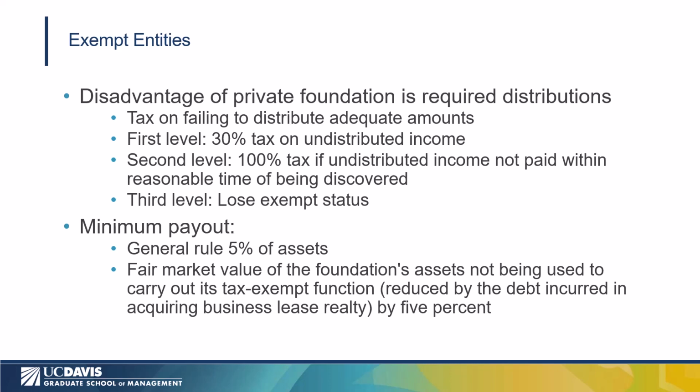So the minimum payout you have to make is at least 5% of assets, the fair market value of the foundation assets not being used to carry out a tax-exempt function, reduced by any debt incurred in acquiring business lease realty, by 5%. So think of that as, if you're not paying out 5%, then you got a problem. And the 5% is kind of like, hey, that's a reasonable return, if you will.